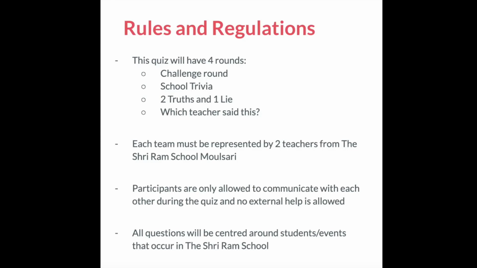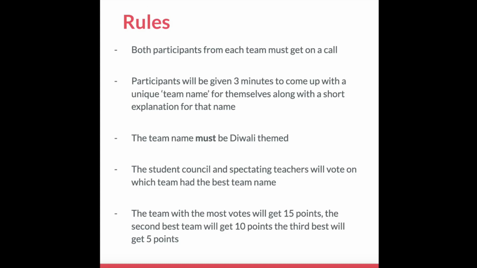But before we get on to the quiz section, we're going to begin with a challenge round where all participants can aim to get a little bit of a jump start. If we're all ready, we'll begin with this round. Here are the rules for the challenge round. Both participants from the team need to get on a call. You'll be given 3 minutes to come up with a unique team name for your team, which we will refer to you by for the rest of the quiz, along with a short explanation for how you came up with that team name. Each team name must be Diwali themed.